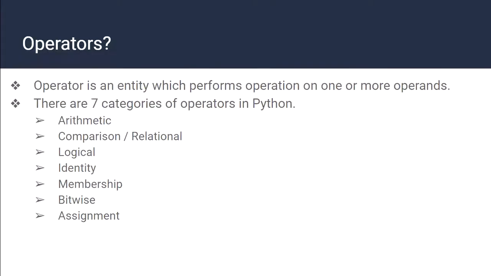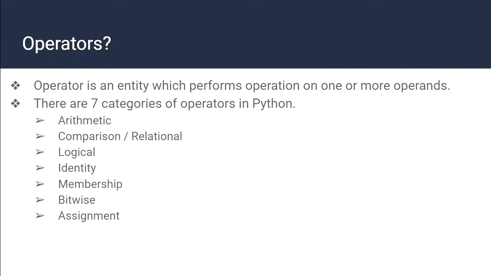So what is an operator? An operator is any entity which performs some operation on one or more operands. So here are three keywords. First is operator, second is operation, and third is operand. Operation means a task. And operator is also quite intuitive because it means one which performs that task. Then what is an operand? An operand is something on which some operation is performed with the help of operators.